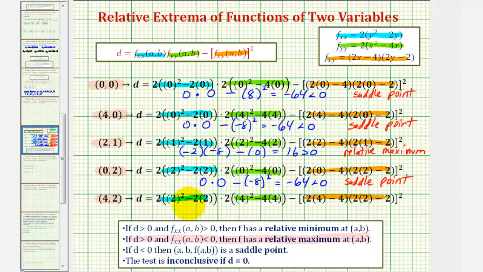Finally, at the point 4, 2, here we'll have 4 minus 4, so that's going to be 0, times, this would be 16 minus 16, that's 0, minus, here we have 8 minus 4, that's positive 4, times 4 minus 2, that's 2, positive 4 times positive 2 is 8, 8 squared, again it's negative 64, which is less than 0, so once again we have another saddle point. So we have 4 saddle points and 1 relative maximum.